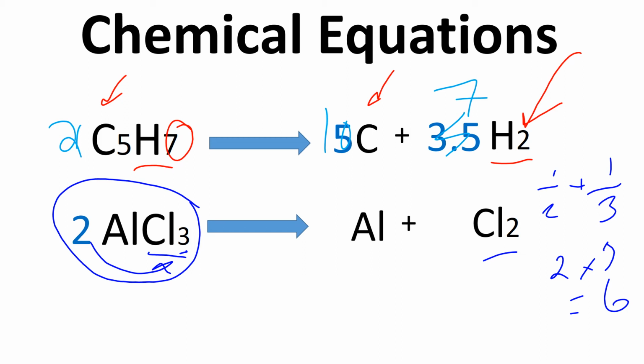So what number do we want to put in front to give us 6? Hopefully you thought it was 3, because that is correct. So 3 times 2 gives you 6 chlorines. Now, like I said, we're not finished because we put a 2 in front of this. We need to balance the aluminums.